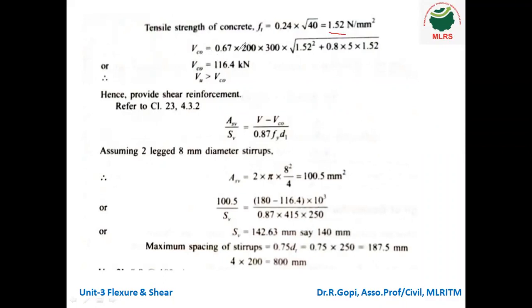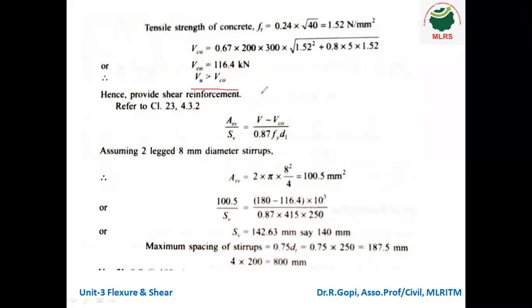Next, write the formula Vc0 is equal to 0.67 b into d. That means 200 into 300 into root of 1.52 square plus 0.8 into 5 into 1.52. So this 5 is the compressive stress and 1.52 is the ft value. So now Vc0 is 116.4 kilonewton. But what is Vu? So Vu is 180 kilonewton. This is 116. So therefore Vu is greater than Vc0.